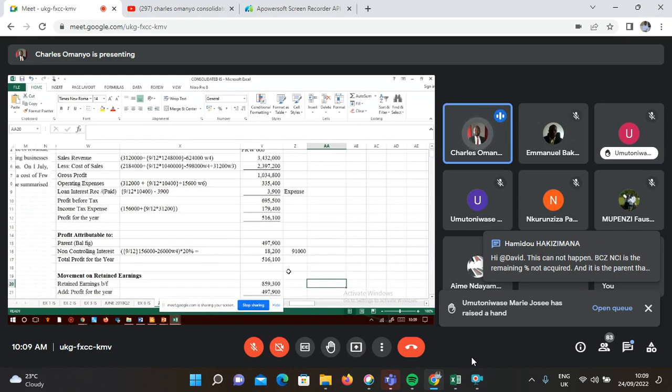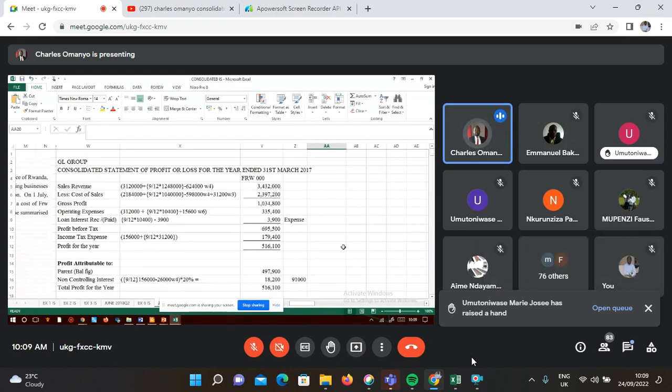And that brings us to the end of consolidated income statement. The only income statement that is remaining, let me be very clear, is when there is an associate. But that one, I will teach it together with the balance sheet when I'm covering associates as a topic.